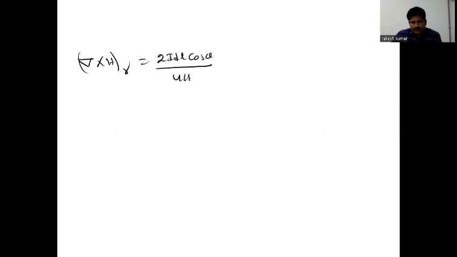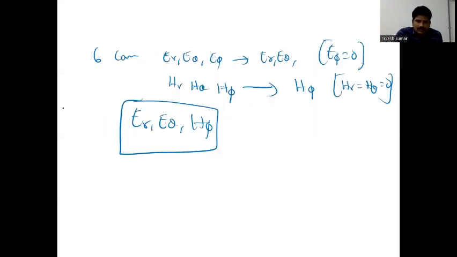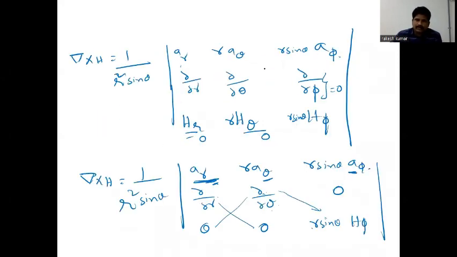finally we will get del cross H whole power R is equal to 2 IDL cos theta by 4 pi R into minus omega sine omega (t minus R by V) plus cos omega (t minus R by V) by R square.